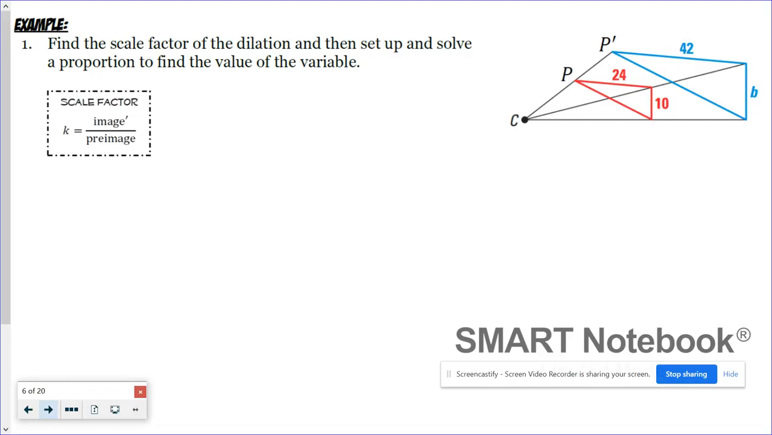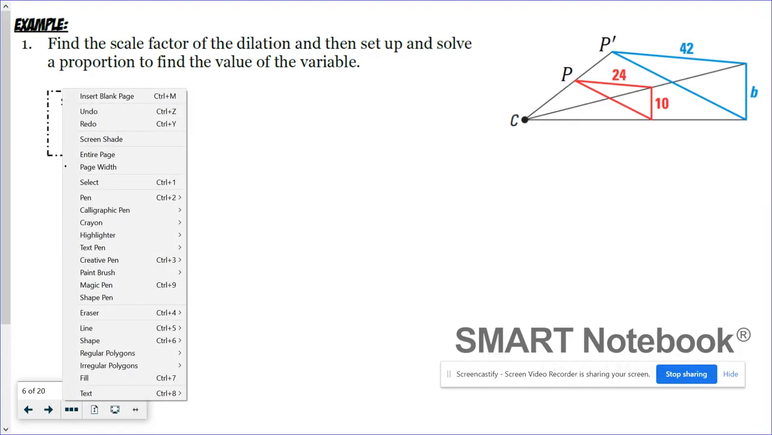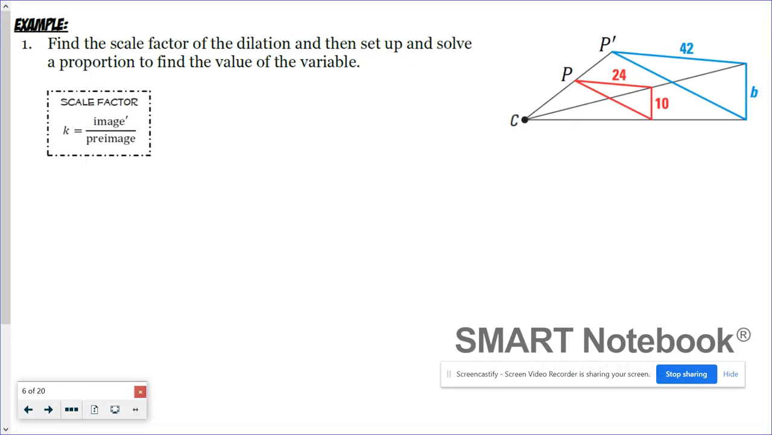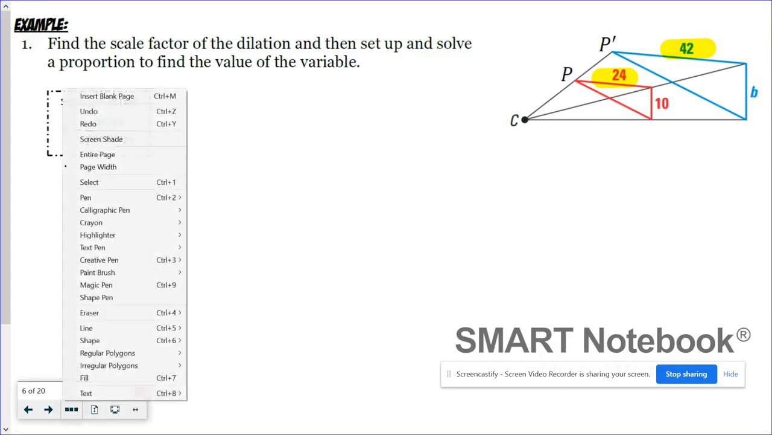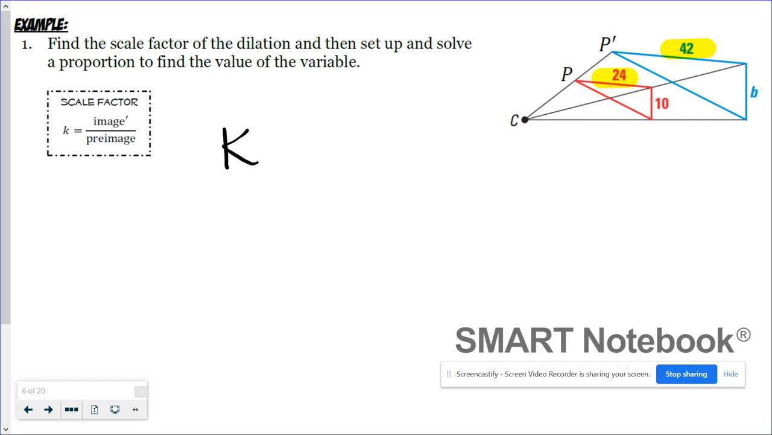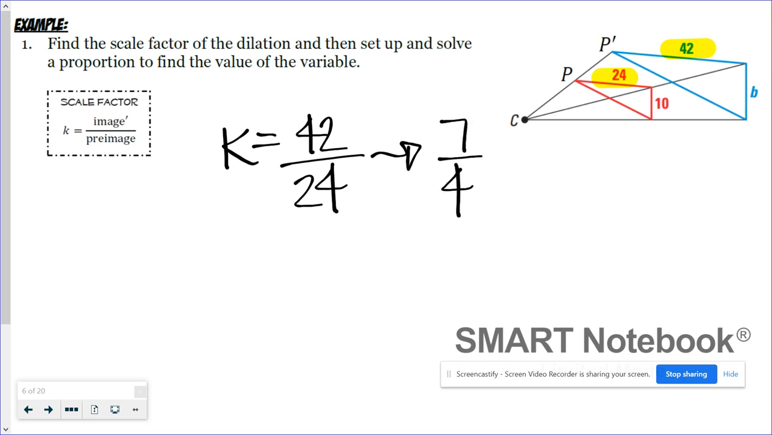of the pre-image. And so when I look at my diagram, I want to make sure that I'm picking a pair of corresponding parts where I know each of these things. So I like these two numbers here. They are corresponding parts. The 42 is associated with the image. So I'm going to say K is equal to 42 over 24, and then I'm going to simplify this. Both of these are divisible by 6. So when I simplify, I get 7 over 4, so that's my scale factor.